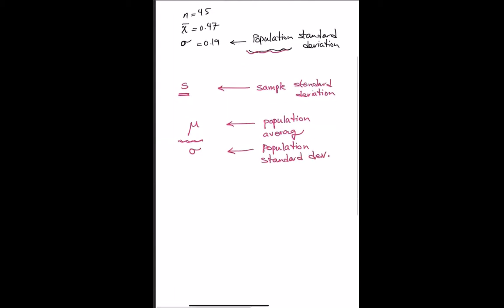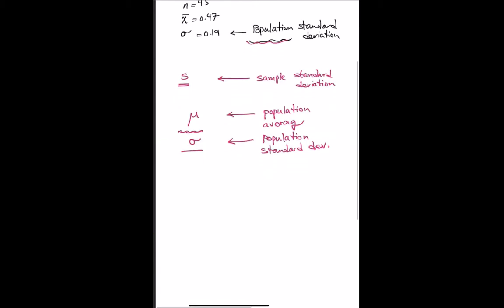Okay, so those would be the two values that I would get from the data that I would collect from every single person in the US: the average of the population and the standard deviation of the population. These are the same notations in every statistics book in the world.